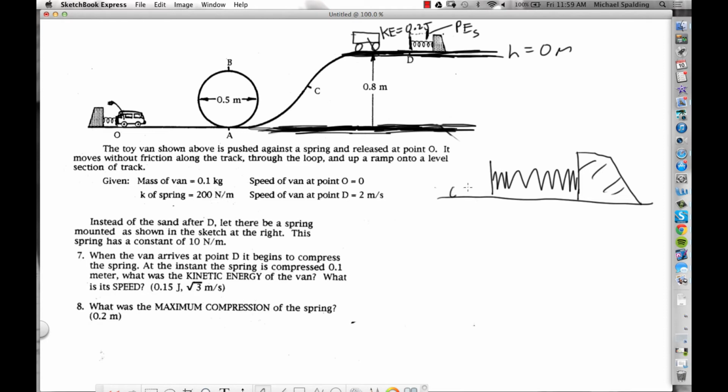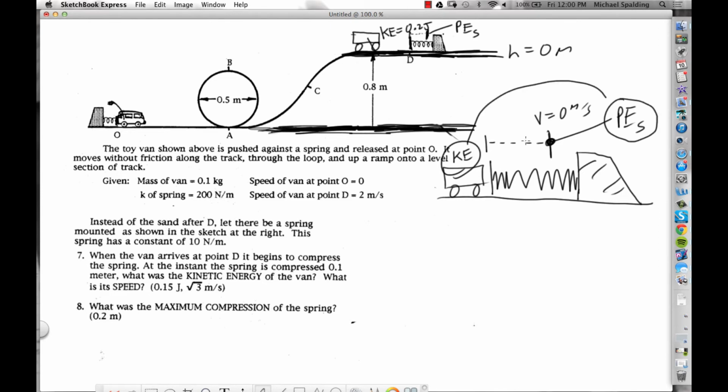The van hits the spring, right? And the spring goes smush, smush, smush. It smushes back. For a split second, the velocity is what? 0, which means no kinetic. So what type of energy do we have when the spring is fully smushed? Potential of spring. So here's what has to be true. The kinetic energy before the van hits the spring must equal the potential energy in the spring, right? All we're saying here is mechanical energy initial equals mechanical energy final.